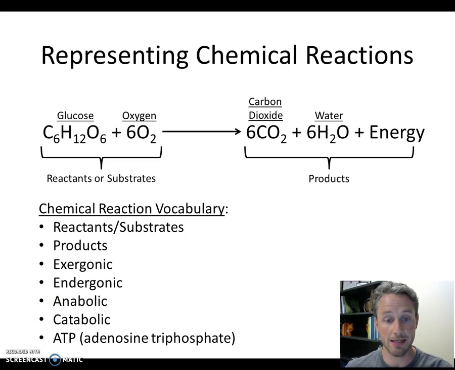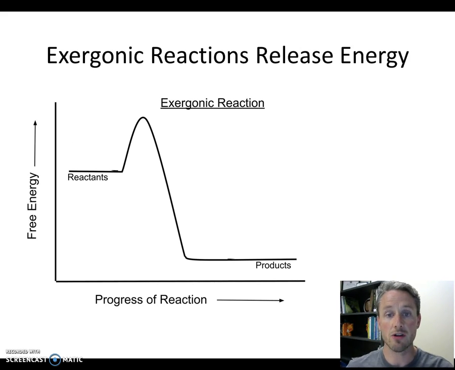Okay, so let's begin by talking about an exergonic chemical reaction. This term exergonic refers to chemical reactions that release energy. This graph indicates what an exergonic chemical reaction looks like over time.